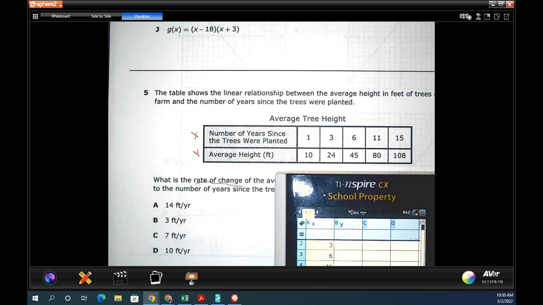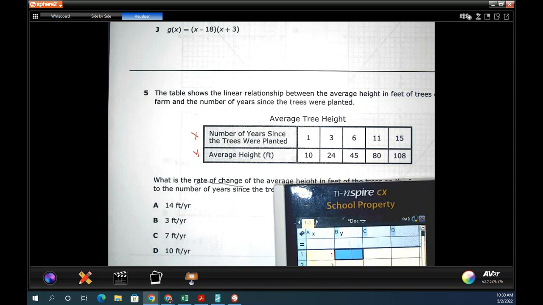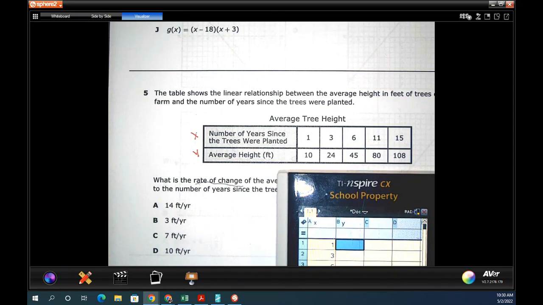Now, put in your Y's. Oh, y'all can see it. 10, 24, 45, 80, 108.